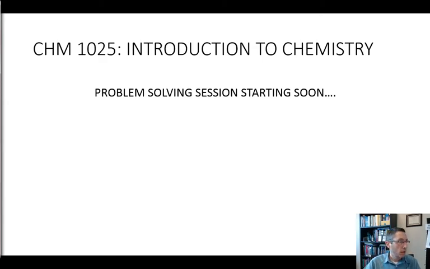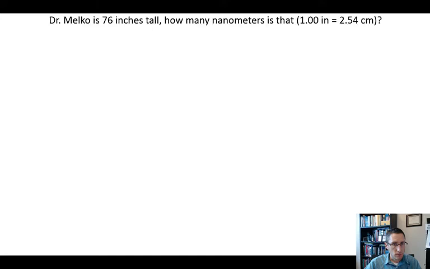So I wanted to do a couple more problems today that were maybe a little bit more advanced, like the one we did at the end of class today. So with that, let's just jump into it. And we'll consider this dimensional analysis problem. Dr. Melko is 76 inches tall. How many nanometers is that? And you're given the equality 1 inch is 2.54 centimeters.